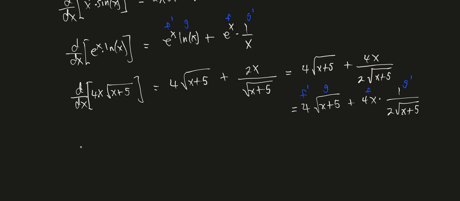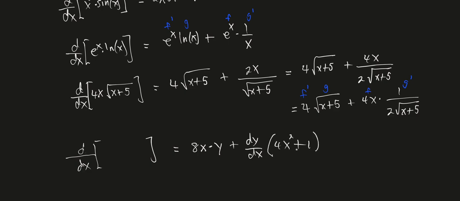Now that's what it looks like when you have just one variable, where everything is in terms of x. But what if we up the ante just a little bit and say we're looking for a product that when I differentiate it, I will get 8x times y plus dy dx times a quantity 4x squared plus 1. So now I have both x's and y's on this side. Well, let's see.